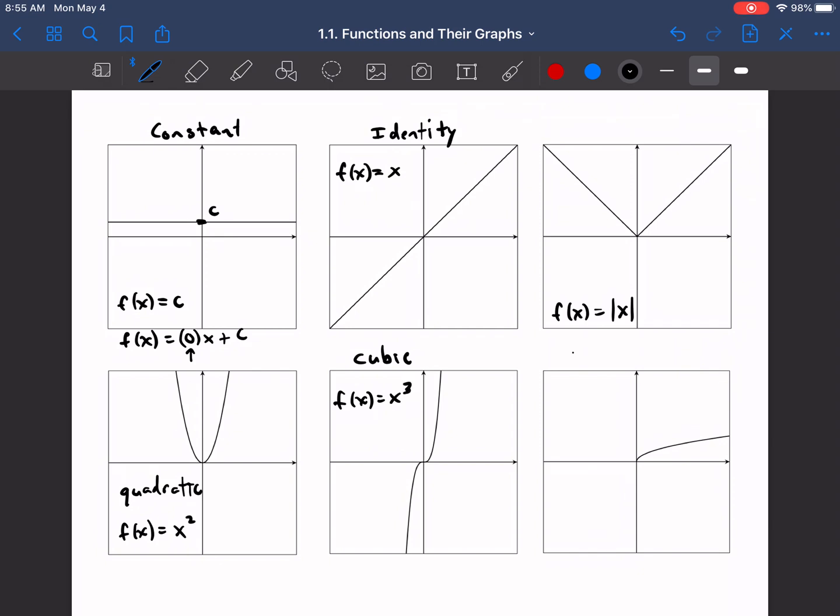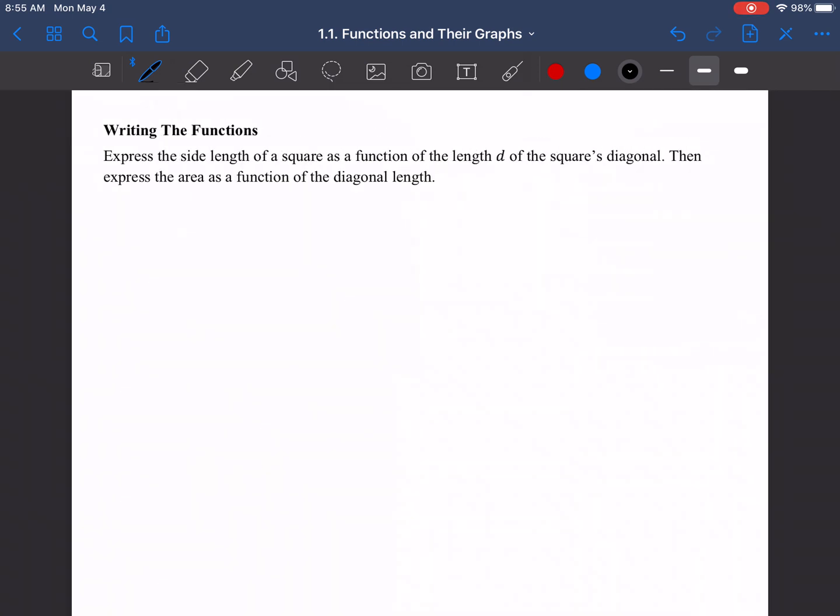And then the last one is our square root function. Okay, this is f of x equals the square root of x, just like that. And so make sure you really start to recognize and remember these ones, and make sure you're familiar with them, because they're going to show up a lot for us.